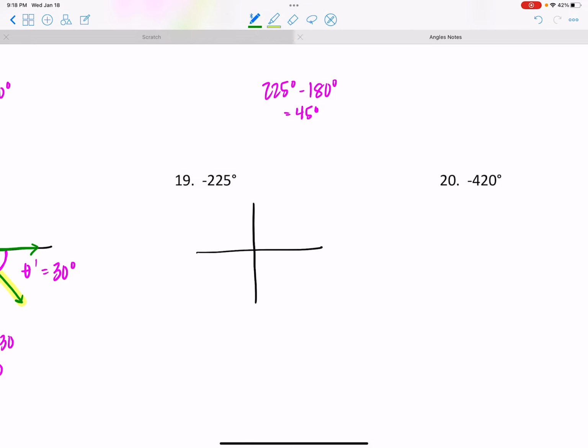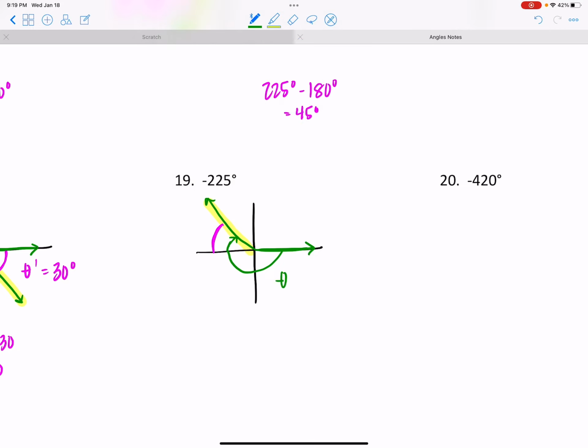So negative 225. We're going to start here, and then if I went negative 90, negative 180, this would be 270, to the next axis is too far, so we're going to land here. So a negative 225 degree angle is going to look like this. And so I want to take this terminal side and get back to the x-axis. The shortest route there is going to be this angle right here. That's going to be our reference angle.